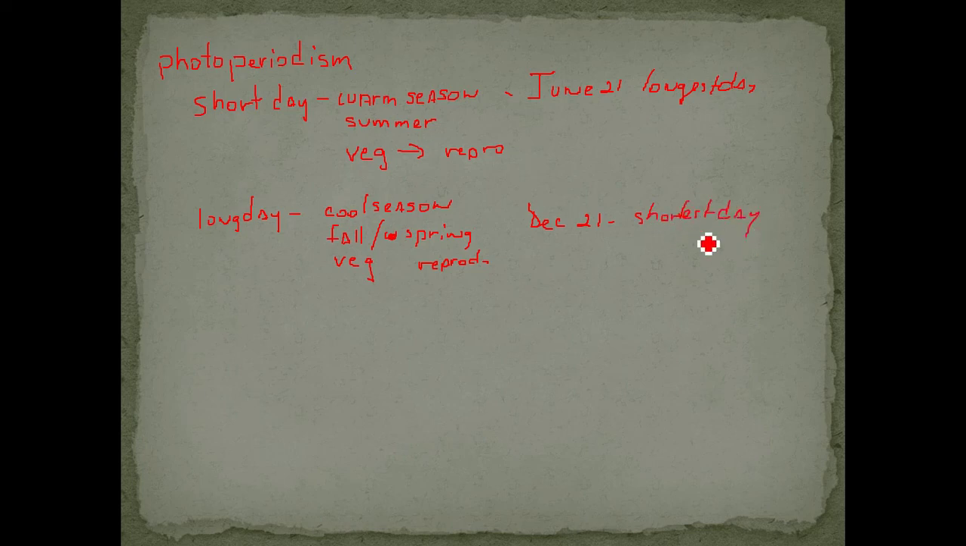Generally speaking, what we try to do for these warm season short day plants is plant them somewhere prior to June 21st. They'll grow vegetatively, and then at some point after June 21st, the days begin to get shorter. So for example, for soybean in Alabama, regardless of whether you're talking about short day or long day plants, there is a critical photoperiod.